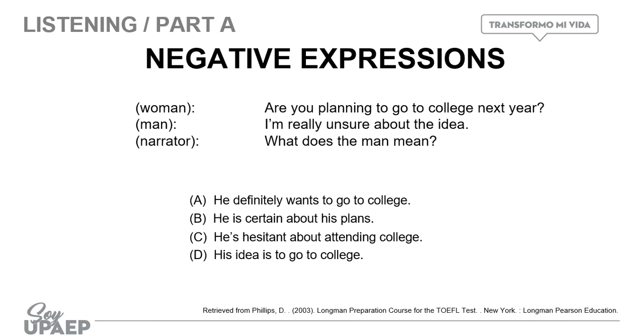In this case, the woman says, are you planning to go to college next year? I'm really unsure about the idea. What does the man mean? Take a minute to decide what the answer for the question is. The answer for the question, what does the man mean, is he's hesitant about attending college. He's unsure. He's not sure. So if you notice, the second speaker said something negative at the moment that he put a prefix before sure, unsure, that is negative. And the answer is paraphrasing what the man said. If he's unsure, it means that he's hesitant.